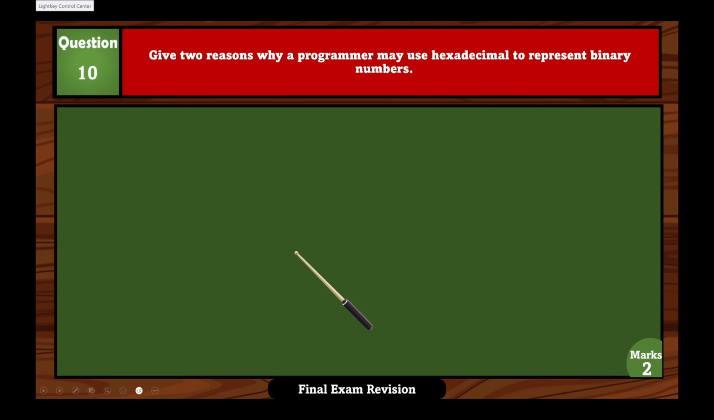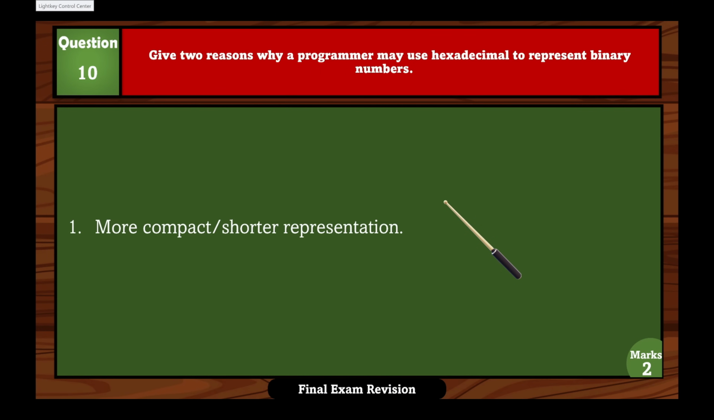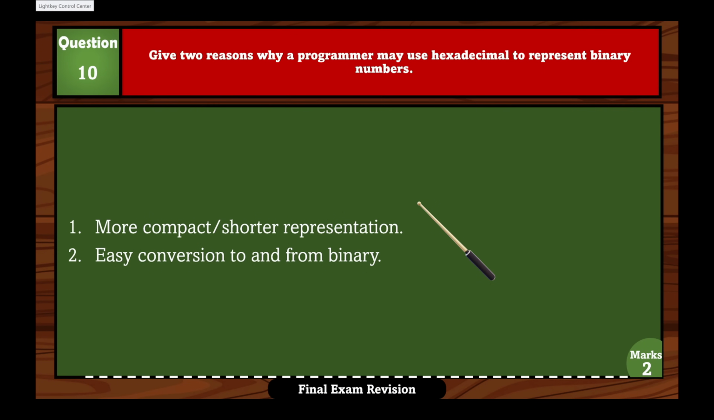Let's go to question number 10. Give 2 reasons why a programmer may use hexadecimal to represent binary numbers. So now we need to give the 2 reasons why programmers use hexadecimal. The first reason is hexadecimal is a more compact, shorter representation. For example, we know that one hexadecimal digit is equal to 4 bits. So instead of writing 4 bits, we can write one hexadecimal digit. So it's shorter. The second one is easy conversion to and from binary. It's very easy to convert a binary number to hexadecimal and a hexadecimal number to binary. That is why programmers use hexadecimal instead of binary.